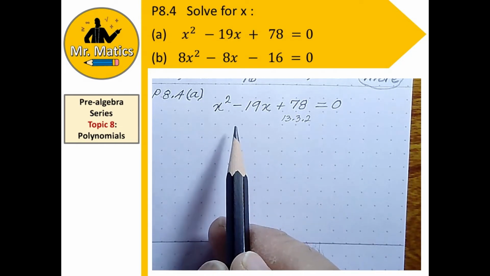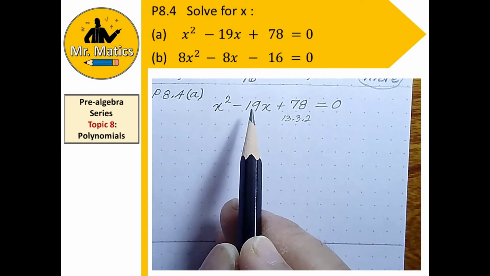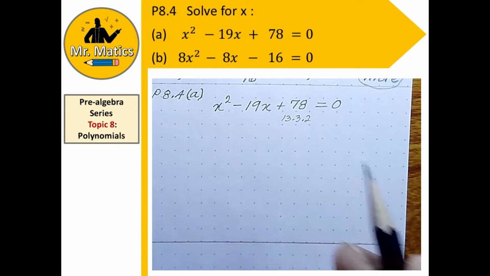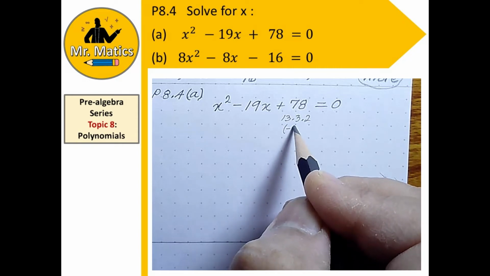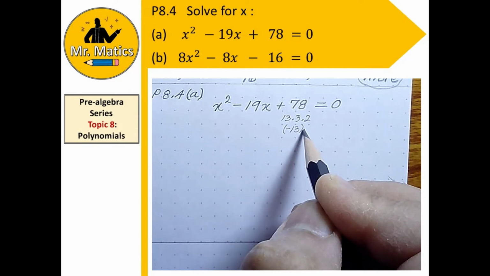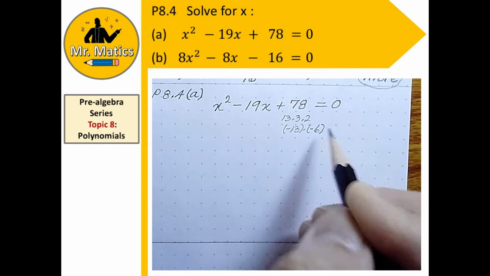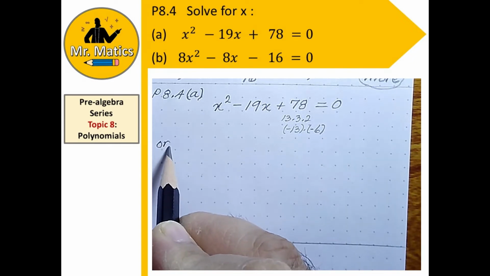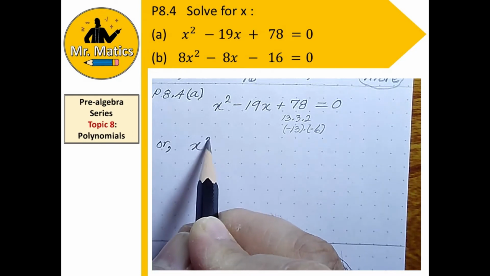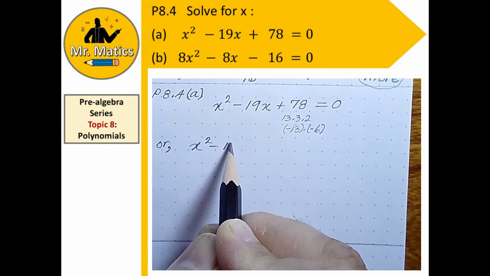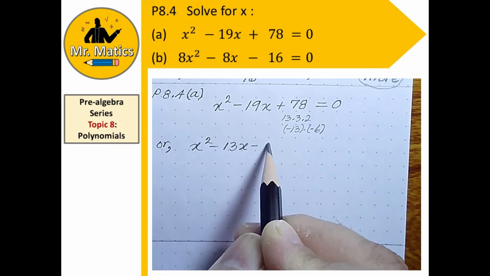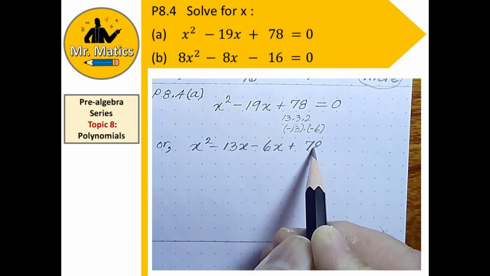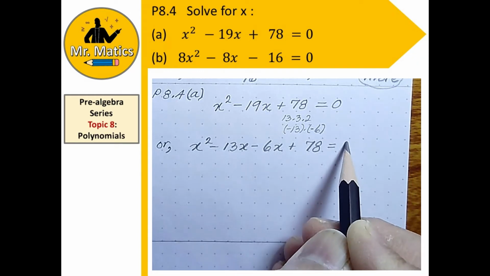Or I should say minus 13 minus 6 gives you minus 19, and the product of minus 13 and minus 6 is 78. So minus 13 and minus 6, that's what we will be using. So we'll write x squared minus 13x minus 6x plus 78 equals 0.